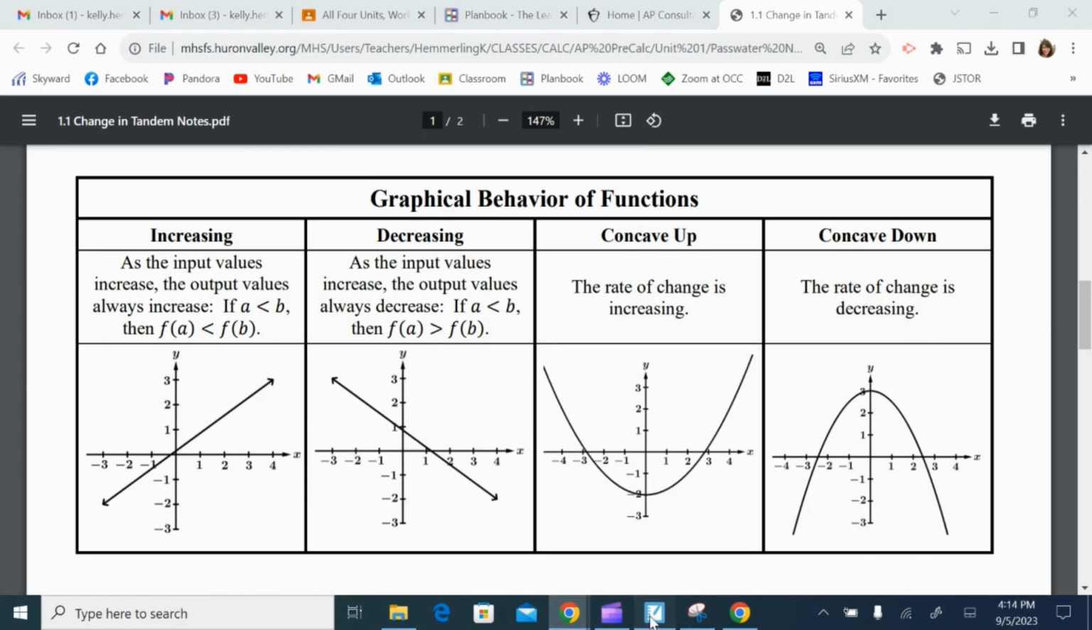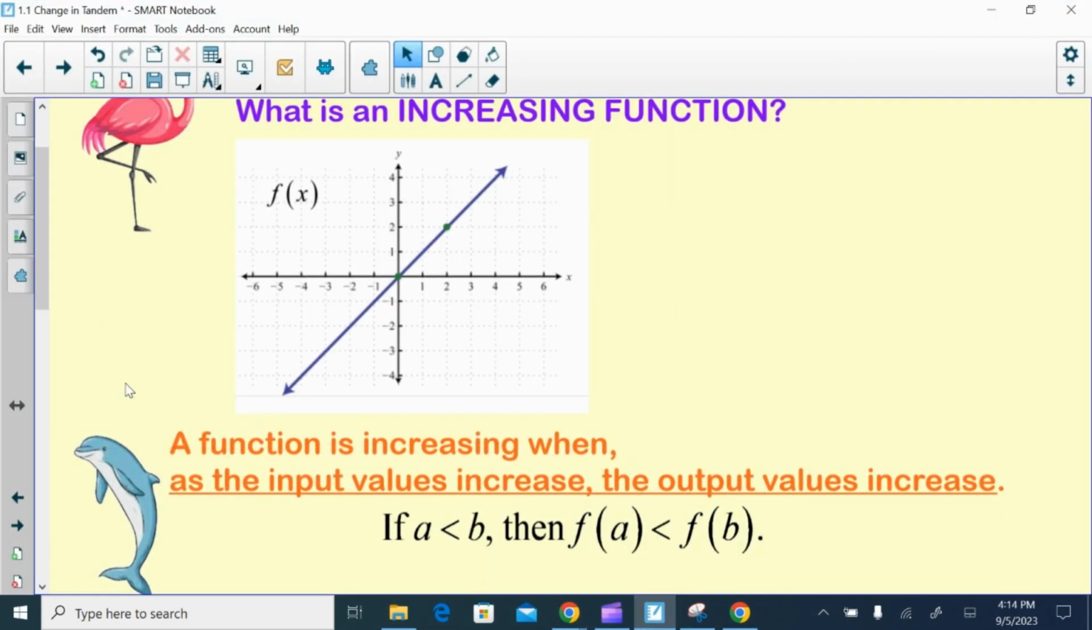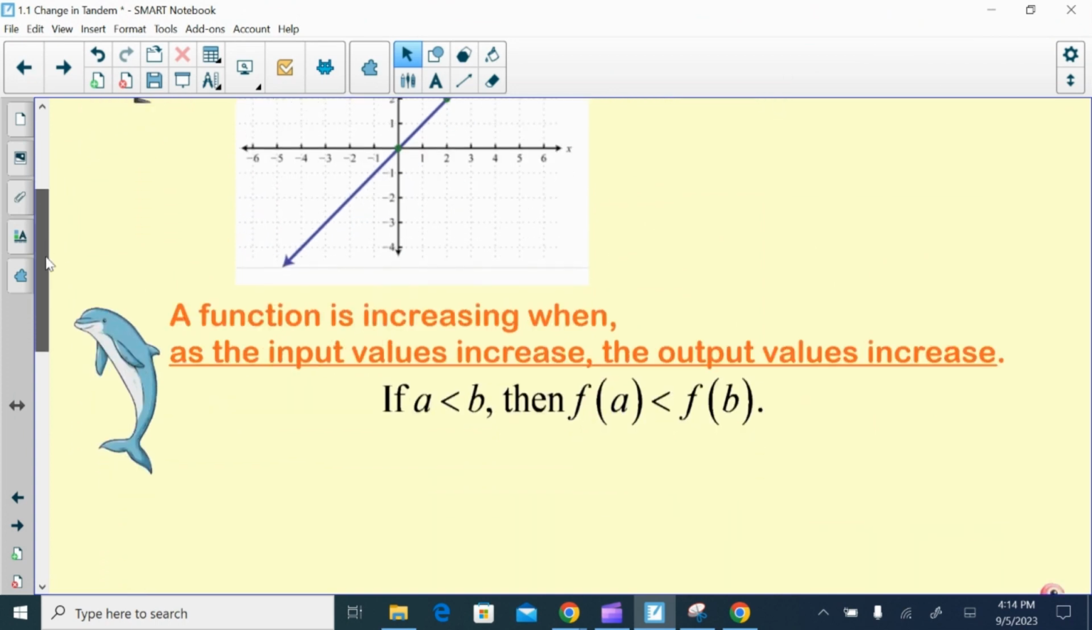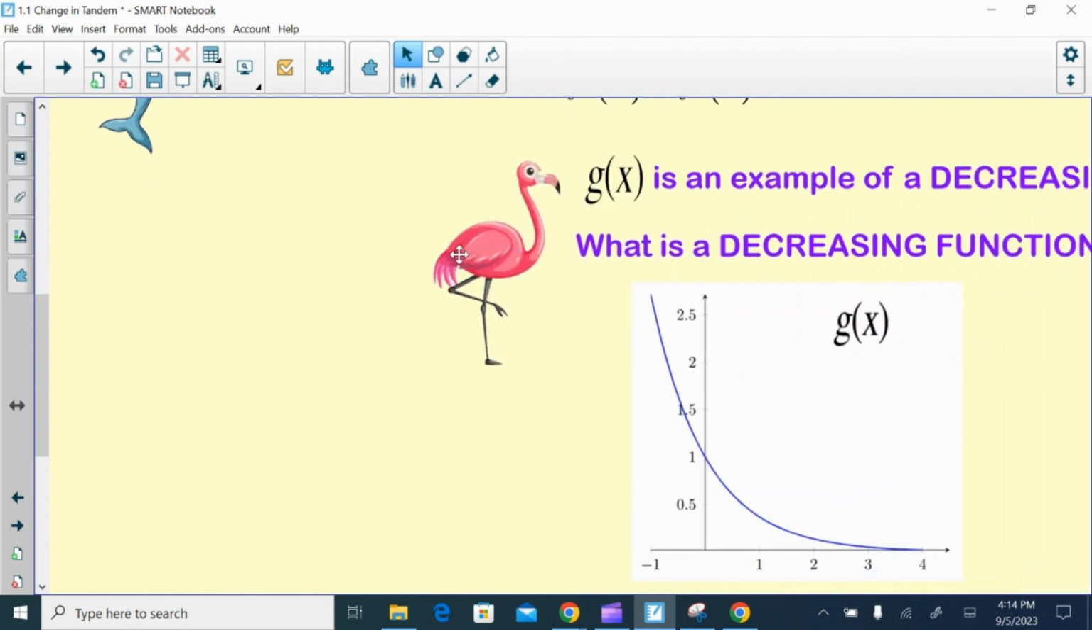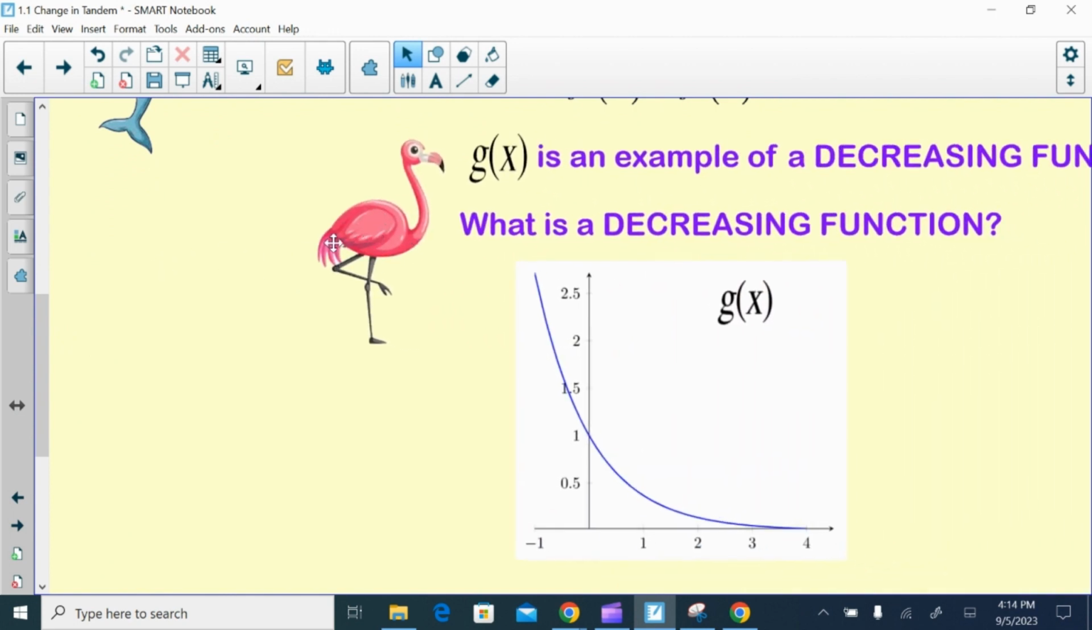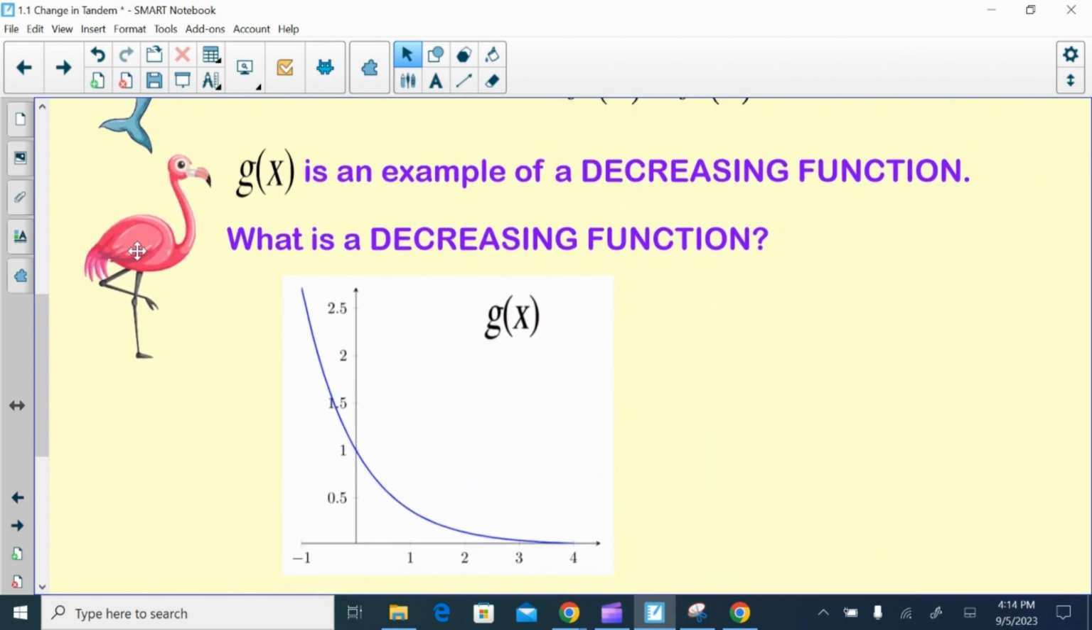And then likewise, we're going to look at a decreasing function. Now here in my example of a decreasing function, I used a different decreasing function. I wanted to get away from using a linear function as an example for both increasing and decreasing. I know that my students have seen exponential functions before, so I didn't think it would be too crazy to show them this as an example for g of x, and talk about how g of x is a decreasing function.